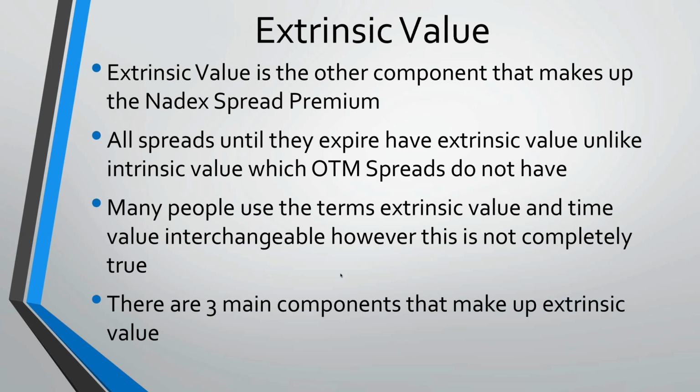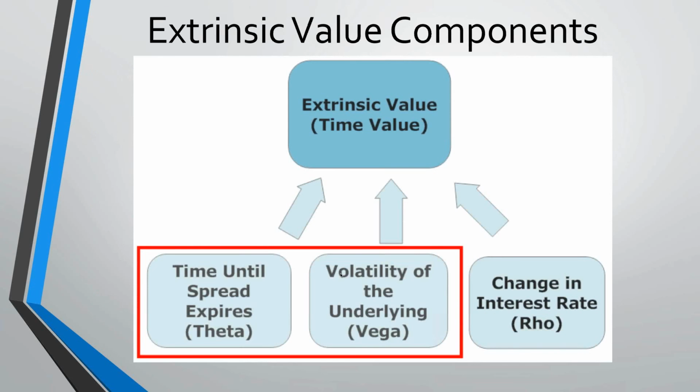There are three main components that make up extrinsic value. First, the time until the spread expires, which we'll get into when we get into the Greeks, which is theta. There's a time component to this. There's also a volatility component. The volatility of the underlying, you have historical volatility and implied volatility. Options are priced using an implied volatility component, which can be based on their historical volatility, but it's also based off the volatility of how the instrument is trading right at the moment. And the higher the volatility, it can change the extrinsic value and the pricing value.